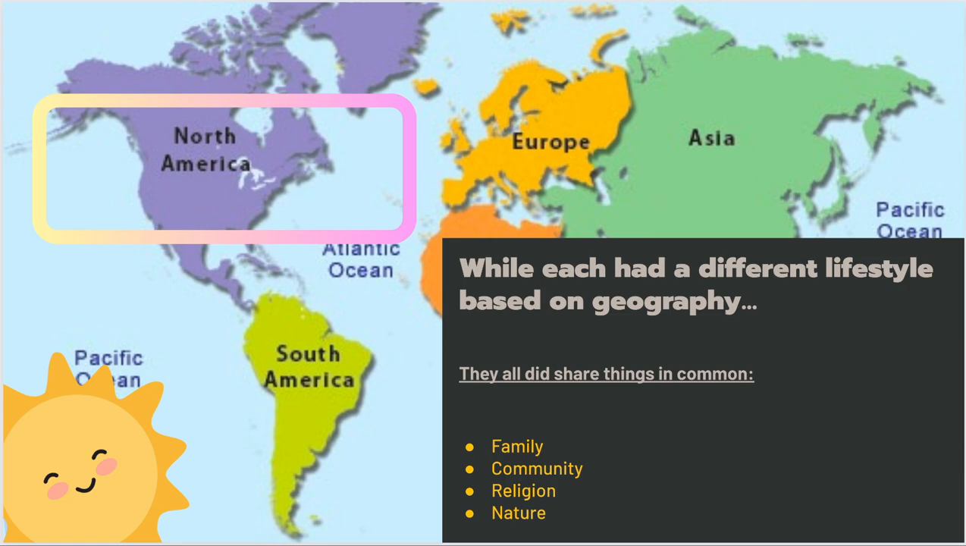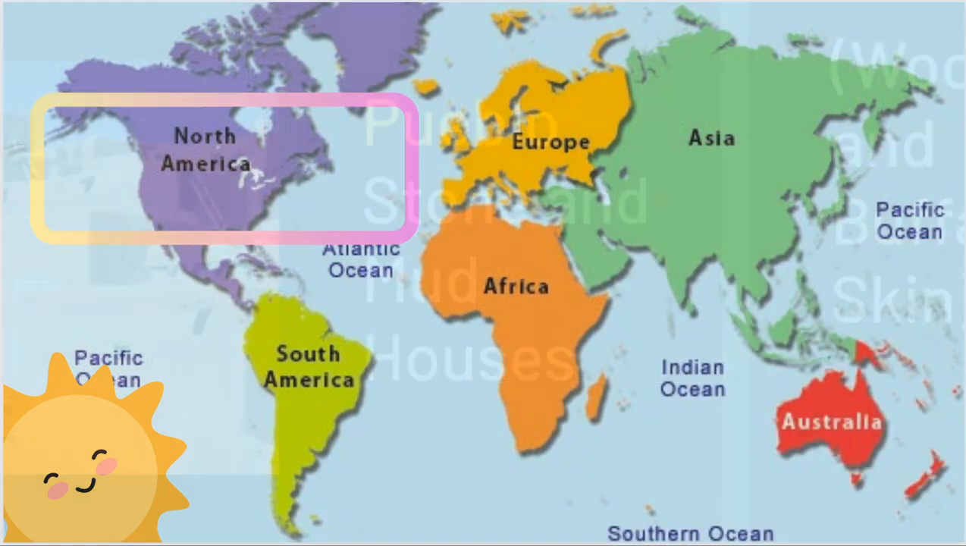But that is the ones that are more down south. If you look up towards where the modern-day U.S. is, you see Native Americans up there too, and they did have different lifestyles based on geography. So different temperatures, different moisture, different rain, different landscapes. It changed the way that they lived. It changed the foods that they were able to eat. But they did all share some things in common, like their common values of family, community, religion, and nature.